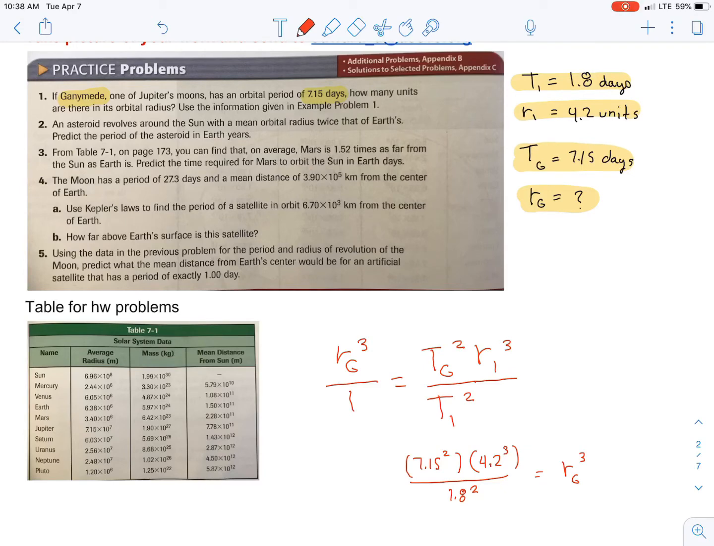Okay. I have to get my calculator started, and I have 50 people texting me. All right. So I'm punching this into my calculator. I should do this on the video so you can see it, but then I can't see my problem. So I'm putting in 7.15 squared times 4.2 cubed divided by 1.8 squared equals. Now that equals like 1,169. So if you have that on your calculator, that's what I have. That's good. Now we're going to push the cube root.